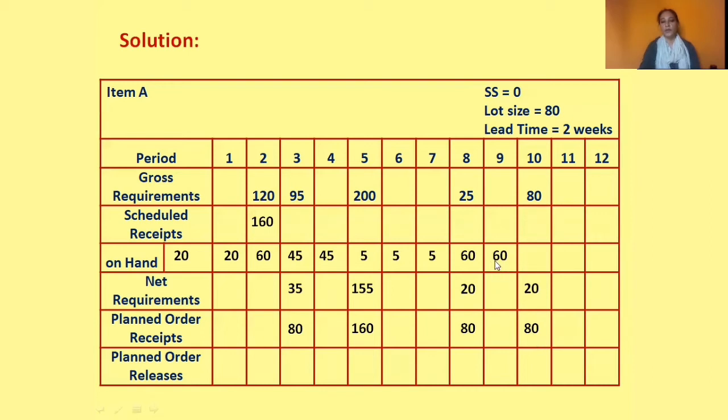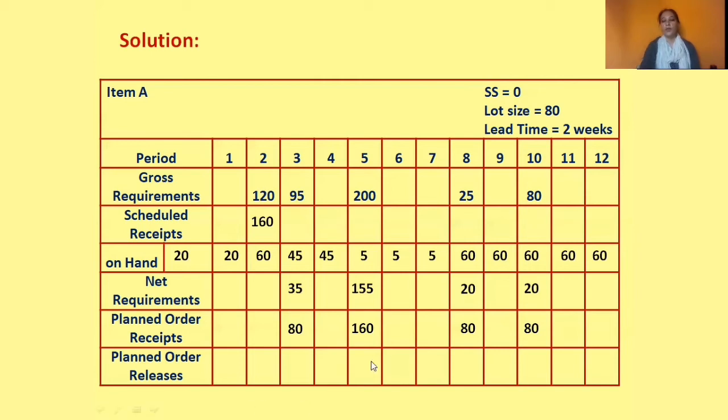So we will have a total of 60 plus 80, 140 units. Out of that we can use 80 units. So now the remaining on-hand inventory is 60 units. For period 11 and 12 there is no gross requirement. So that is why we can transfer 60 units to the next periods, for period 11 and for period 12.